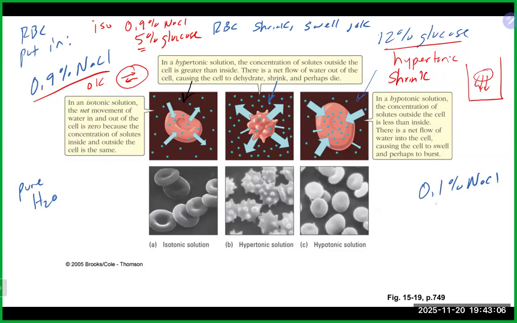We have 0.1% sodium chloride. 0.1% is less than 0.9. So that is a hypotonic solution. And again, in a hypotonic solution, outside the cell is less concentrated than inside. So this is going to cause everybody to rush into the cell, causing it to swell and go through hemolysis and burst.